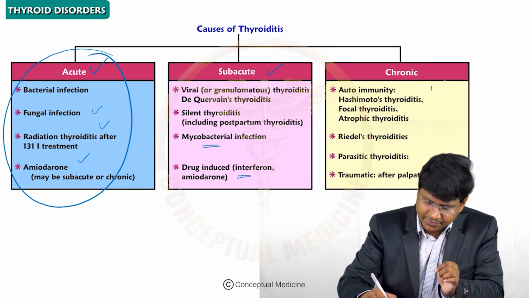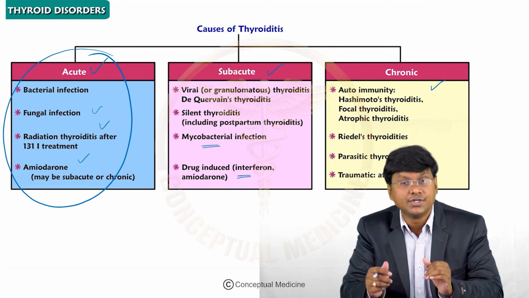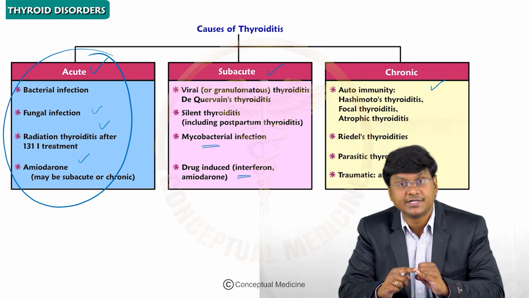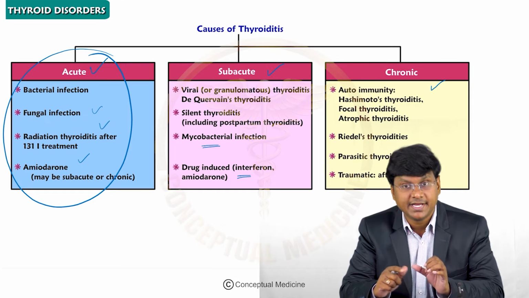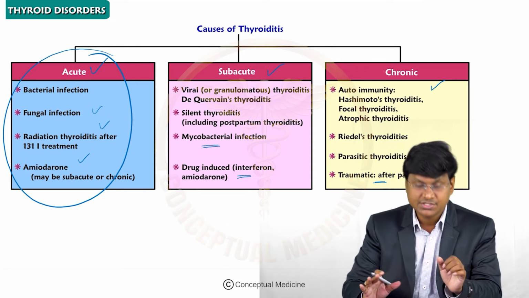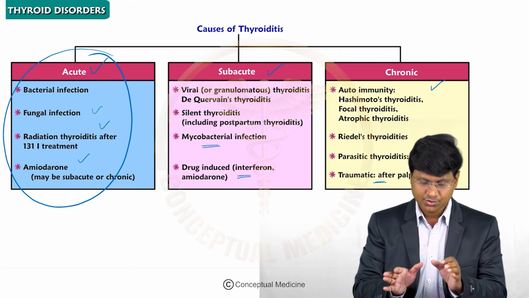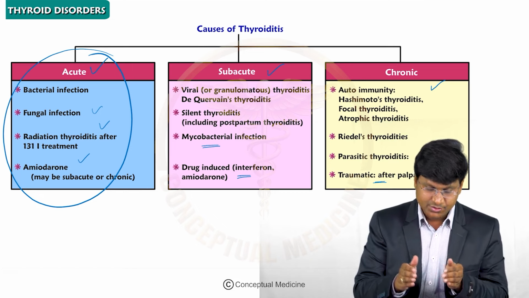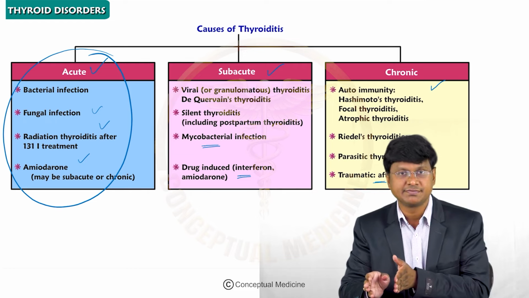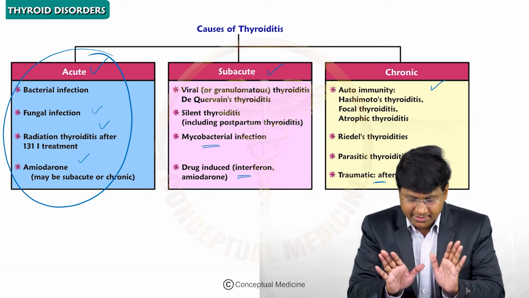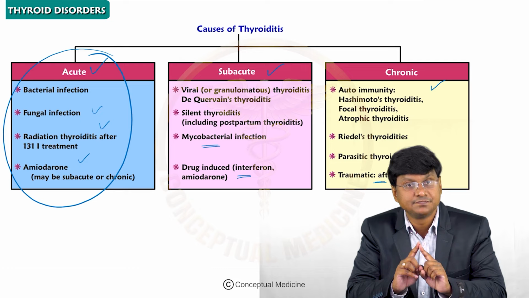Then followed by that we have chronic thyroiditis. Chronic thyroiditis, the examples include autoimmune conditions like Hashimoto's thyroiditis, focal thyroiditis, atrophic thyroiditis, Riedel's, parasitic and traumatic after palpation. These are all the things which will cause chronic thyroiditis. Okay. Now apart from this, there are certain conditions causing thyroiditis with hyperthyroidism manifestations. There are certain conditions causing thyroiditis with hypothyroidism manifestations, right?